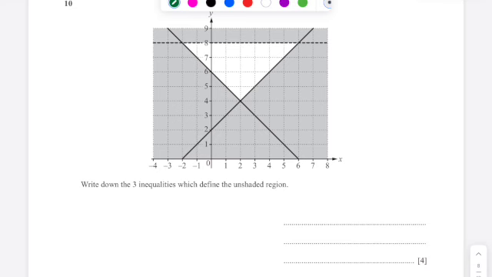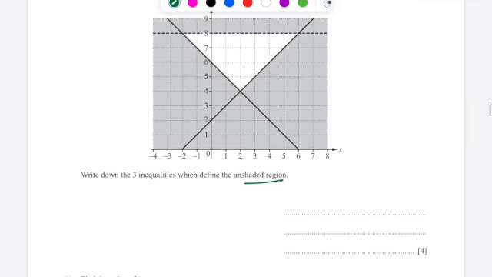Question 10. Write down the three inequalities which define this unshaded region. So first line, this line is nothing but y equals 8, but I am shading it out. That line is nothing but y equals 8. And another line is going to be x plus y equals 6.